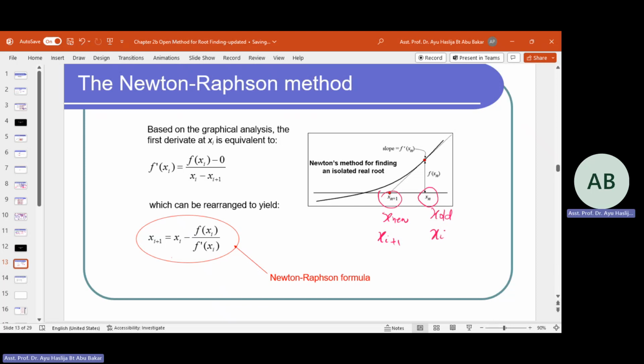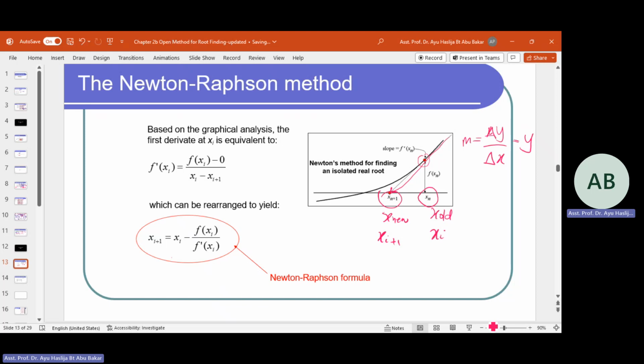To find the new point, Newton-Raphson assumption is by using the f(xn) and then project the slope of this point. You see this, the slope of this point. So this is the new point, using the slope of the old point. So to find the slope, m is delta y over delta x, correct? The slope, okay? Where this is equivalent to differentiation, right?